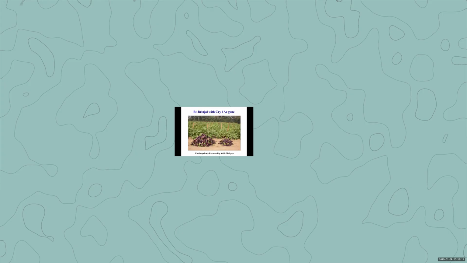Okay, then there is BT brinjal. Here Cry gene has been incorporated, and this was under a public-private partnership with Mahyco, and with this the yield has increased, but it could not be released in India because of a policy matter. But the same material has been released in Bangladesh, and from Bangladesh, now we are able to see that this BT brinjal is better. It is better for consumption. There is no harm, but because of policy matters, we cannot use this particular thing.